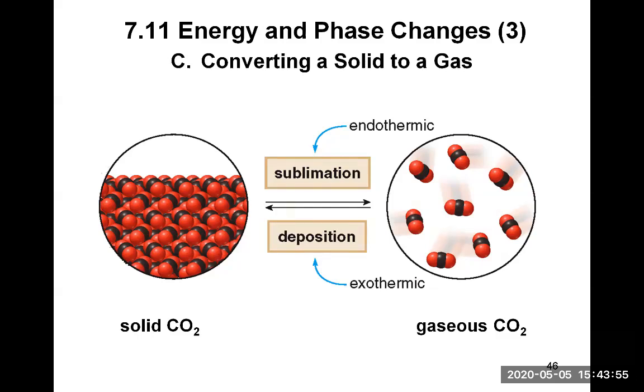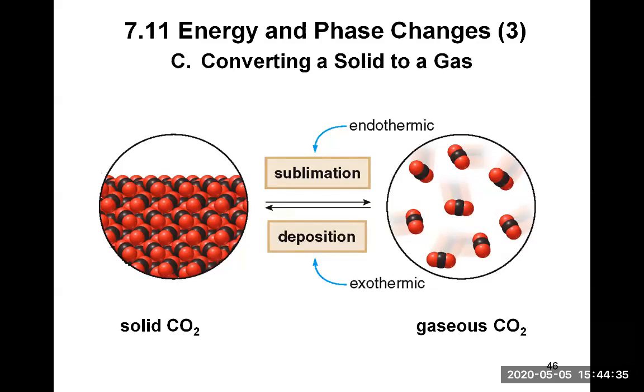disorganized. And so the phase change that designates the change of a solid to a gas is called sublimation. Sublimation refers to the fact that you go directly from a solid to a gas without going through the liquid phase. And sublimation is endothermic. It requires a lot of energy to go from the solid phase to the gaseous phase, because all these attractions between the molecules in the solid phase need to be broken to come into the gas phase.